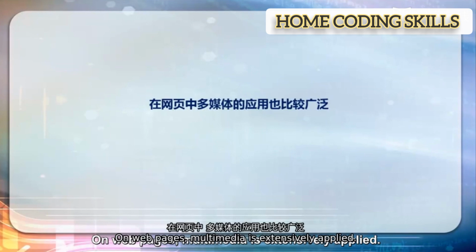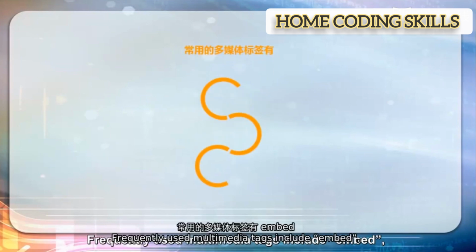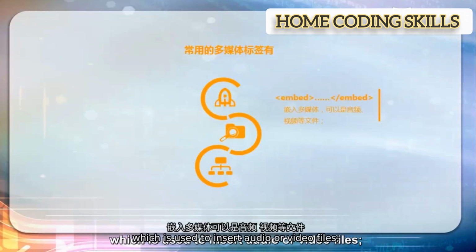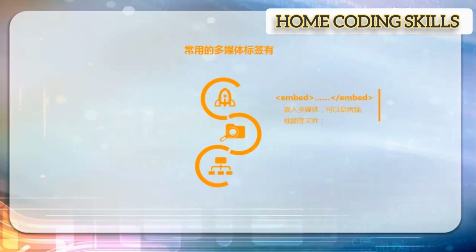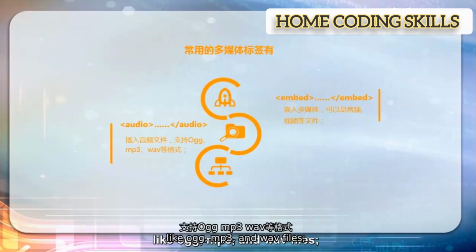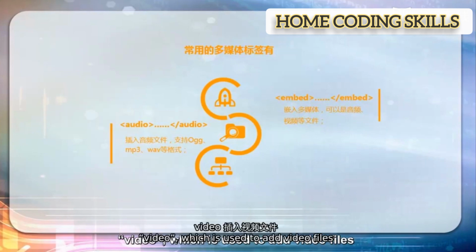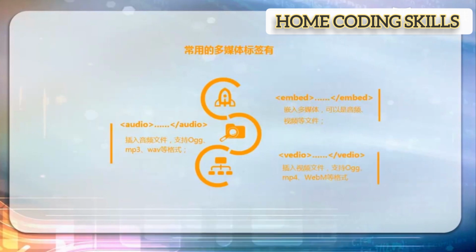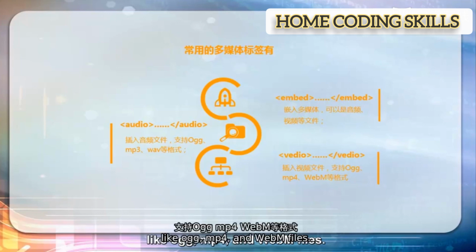On web pages, multimedia is extensively applied. Frequently used multimedia tags include embed, which is used to insert audio or video files; audio, which is used to add audio files, like OGG, MP3, and WAV files; and video, which is used to add video files, like OGG, MP4, and WEBM files.